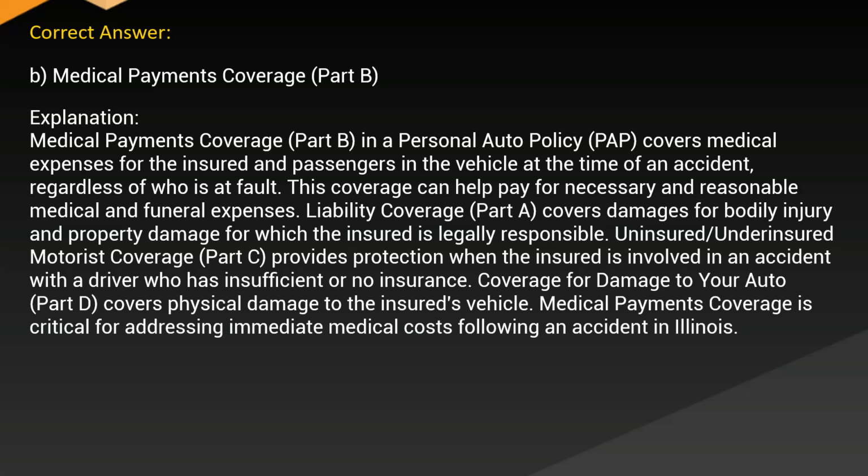Liability coverage, Part A, covers damages for bodily injury and property damage for which the insured is legally responsible. Uninsured underinsured motorist coverage, Part C, provides protection when the insured is involved in an accident with a driver who has insufficient or no insurance. Coverage for damage to your auto, Part D, covers physical damage to the insured's vehicle. Medical payments coverage is critical for addressing immediate medical costs following an accident in Illinois.